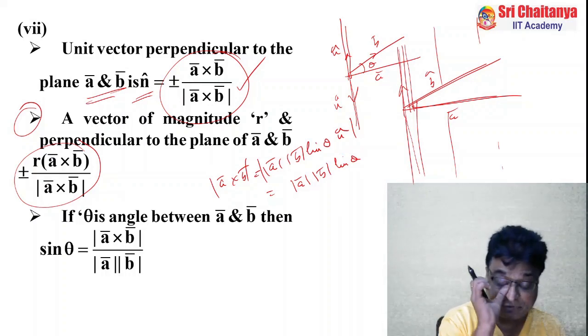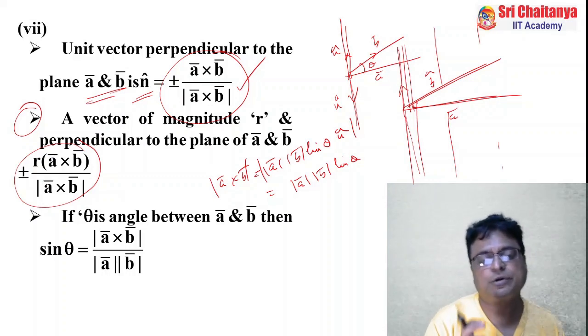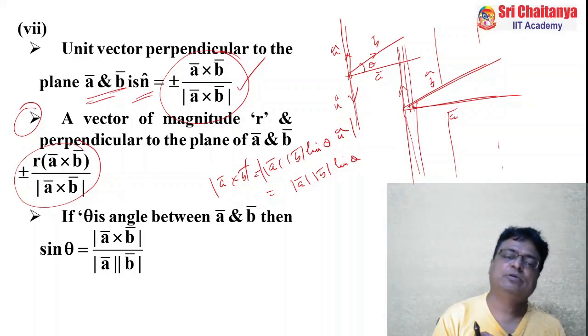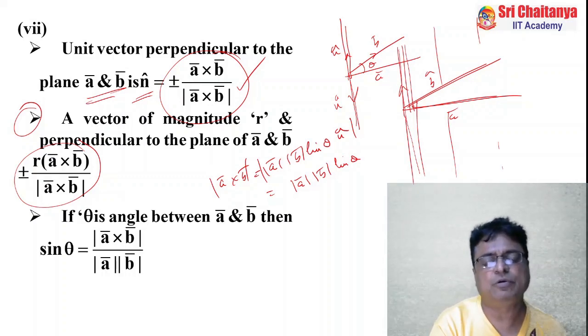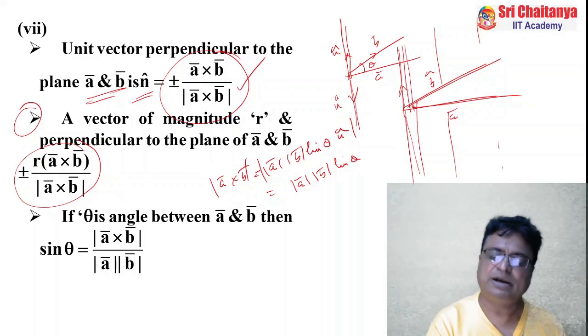But my suggestion would be, whenever they are asking you to find the angle between two vectors, better you always find the cosine of the angle only. Don't go for sine of the angle. But from a formula point of view, it is good.